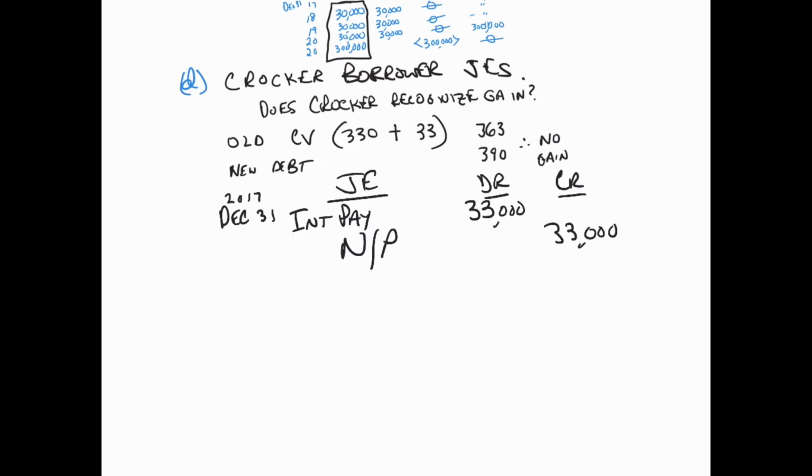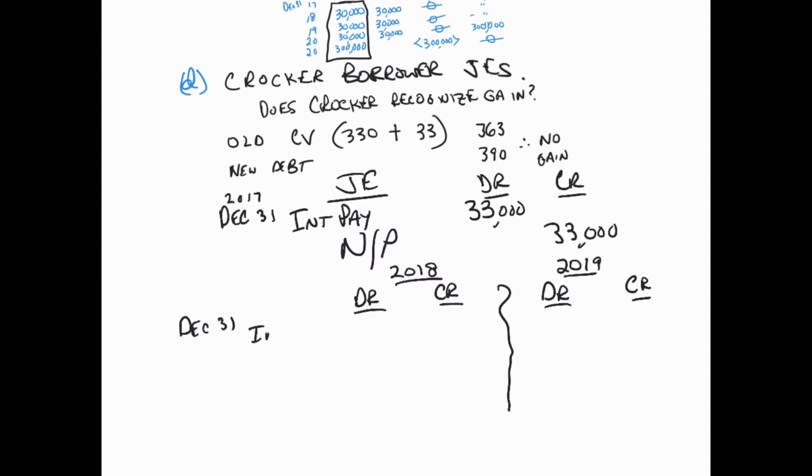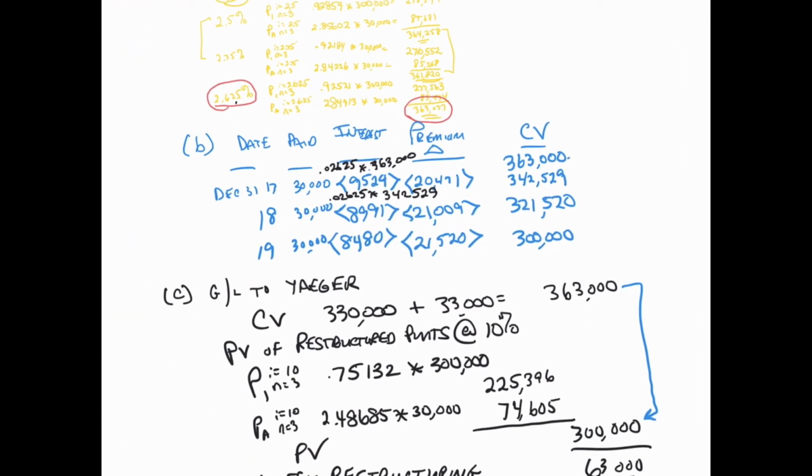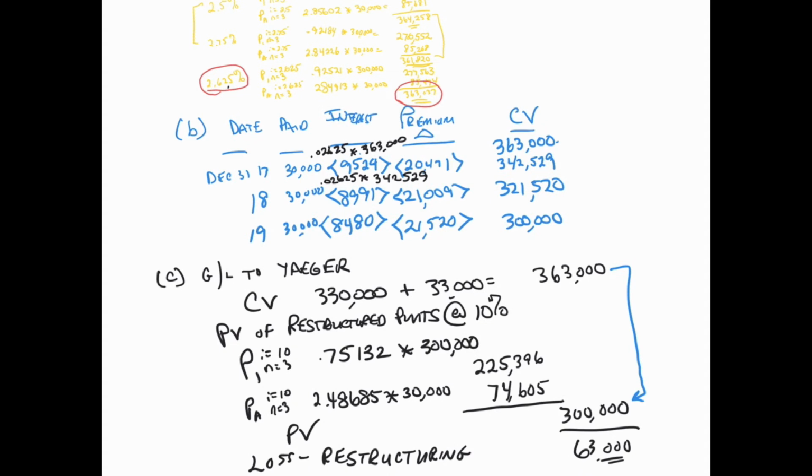And then we're going to have interest expense and interest paid for each year. We'll do this for December 31st, 2018, 2019. We'll have debits and credits, and interest expense, and this is coming off of this right here. The first year in this payment is really 18. 2017 was the 363, December 31st, 2017. This is 19, and this is 20.